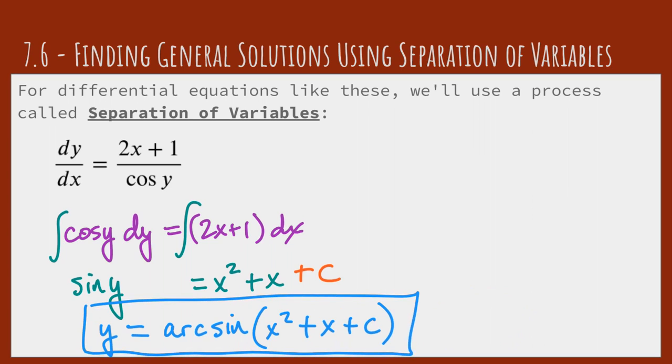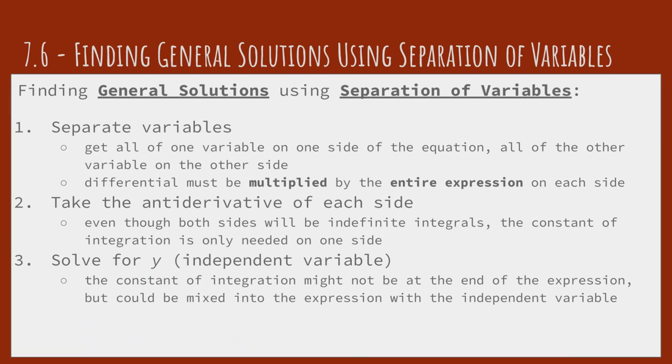So oftentimes when we get a general solution, there's going to be a constant of integration in there, but it's going to be mixed in with the other stuff, and it's important that we have it in the right place. So again, I'm going to put these steps on here, and I went through all these steps in that example. So we separate variables, we take the antiderivative of both sides, and then we solve for y.